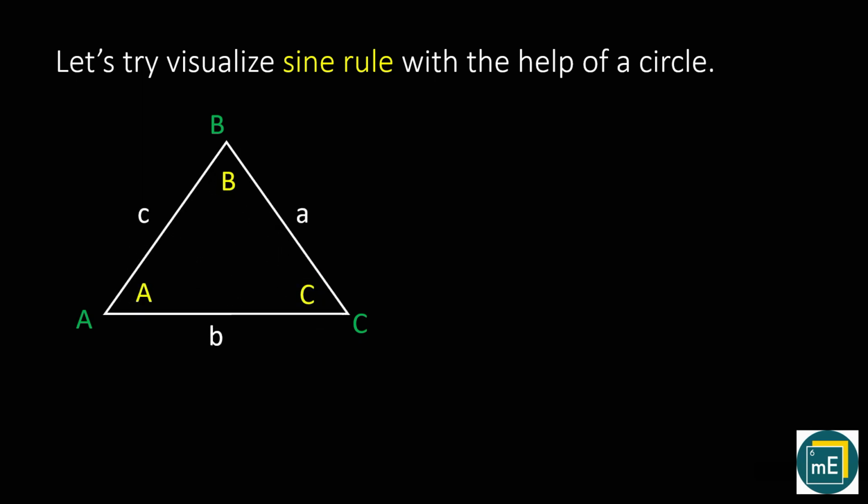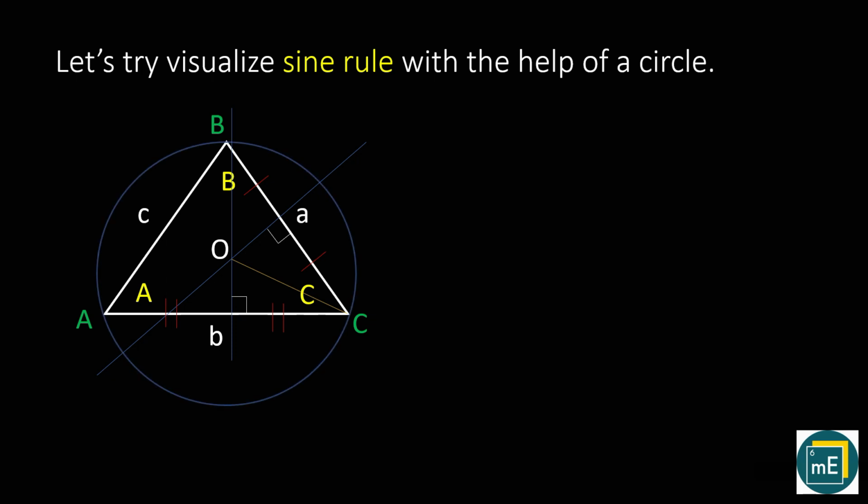Now let's use these properties and visualize the sine rule. Here I have drawn the same triangle again. Let's draw the circumcircle of this triangle by drawing perpendicular bisectors of side B and side A. Let's call the point of intersection point O. Consider O as the center and the distance of point O from one of the vertices as the radius, and let's draw a circumcircle. Let's say the diameter of this circle is represented by a small letter d.